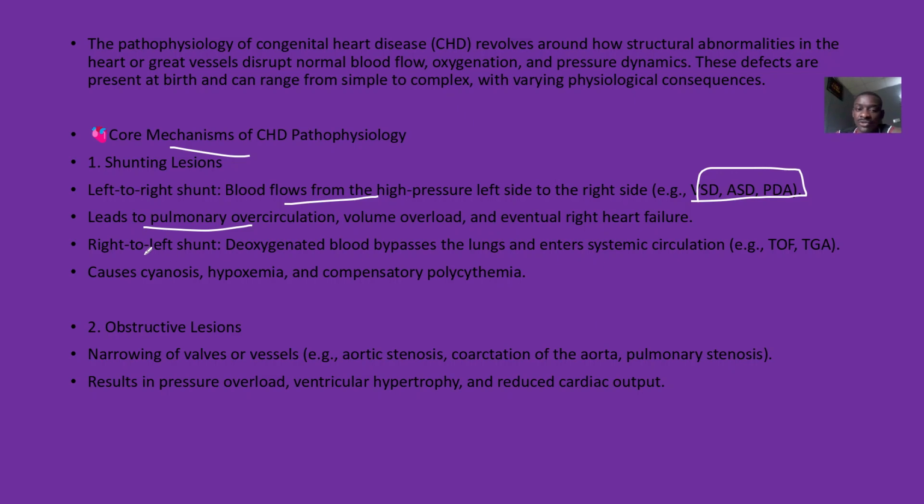Now the right to left shunt: deoxygenated blood moves into the oxygenated blood, and that blood moves to the system. So your tissues in general are receiving what? Blood that is a mix of oxygenated and deoxygenated. Then obstructive lesions. You could have narrowing of valves and vessels, like aortic stenosis, coarctation of the aorta, pulmonary stenosis. This will result in pressure overload, ventricular hypertrophy, and reduced cardiac output.